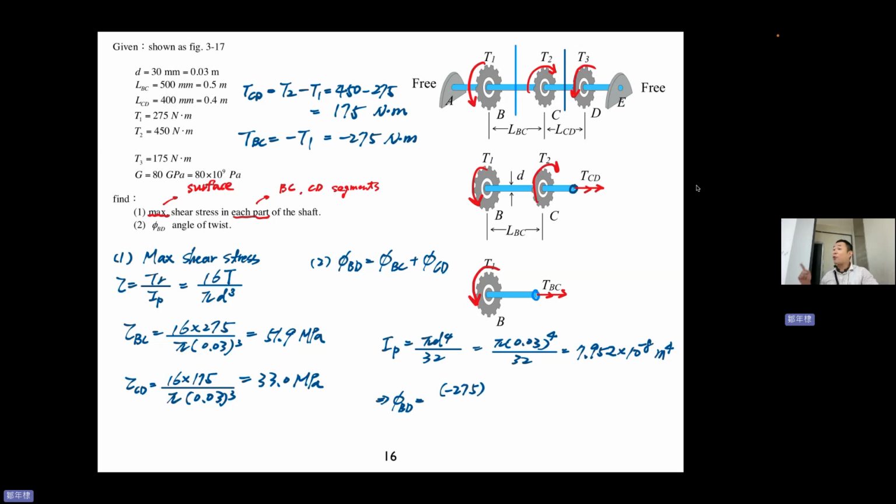So phi BD equals minus 275. Okay, you see that now it matters, because now we talk about the total angle of twist. If you have different directions of twist, they will cancel each other. So this needs to be considered. Minus 275 over 80 times 10 to the 9 times 7.952 times 10 to the minus 8, plus 175. So you see negative 275 and positive 175, which means their angles of twist will cancel each other.